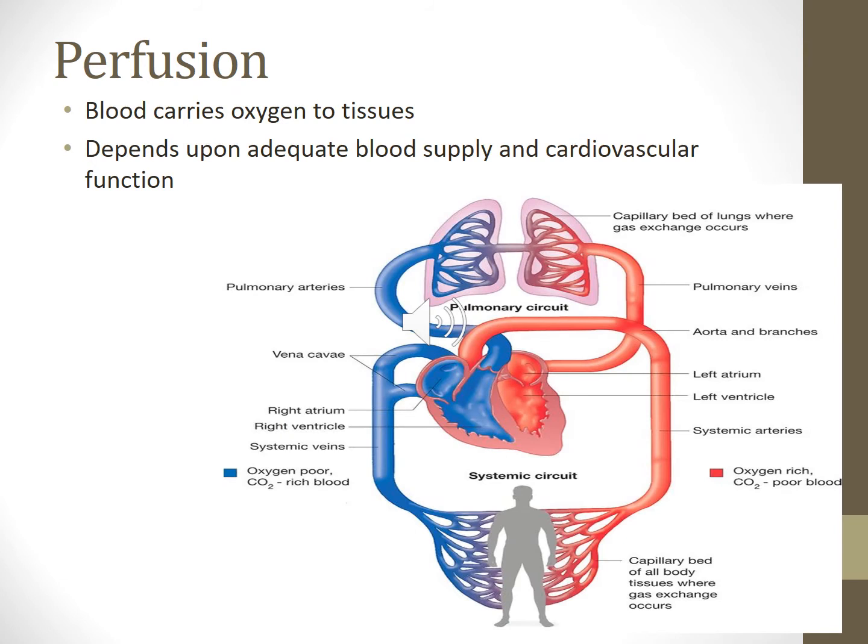We're still in some of the slides with anatomy. I talked about what our airway system consists of, being able to inhale and exhale, and what's involved with those systems. So we also have to have adequate perfusion. Our blood carries our oxygen to our tissues, and this is dependent upon that adequate blood supply and our cardiovascular function.